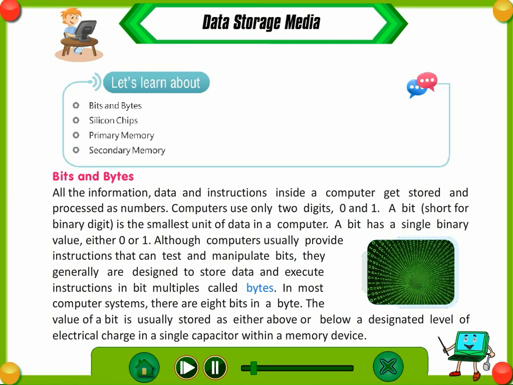Although computers usually provide instructions that can test and manipulate bits, they generally are designed to store data and execute instructions in bit multiples called bytes. In most computer systems, there are 8 bits in a byte. The value of a bit is usually stored as either above or below a designated level of electrical charge in a single capacitor within a memory device.